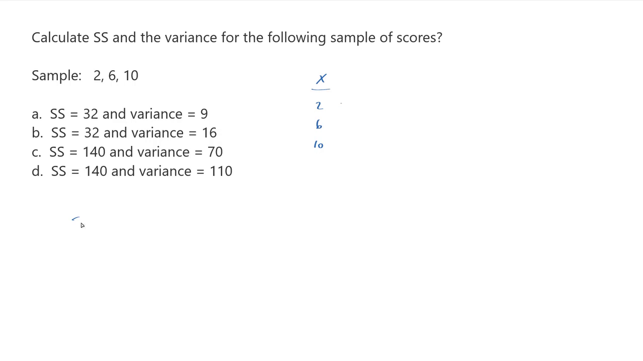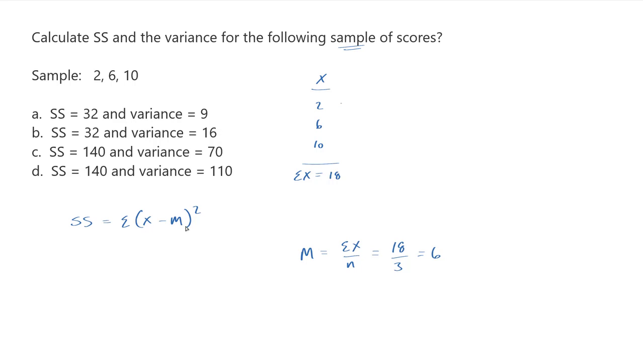To do this, I'm going to start off with the definitional formula. So that is x minus the sample mean, because we're dealing with a sample, squared. And that means that I need to know what my sample mean is. So it's going to be the sum of x over little n. Now I need to know the sum of x to get that done. So 2 plus 6 is 8, plus 10 makes 18. And so I've got 18 divided by 3 scores is 6.